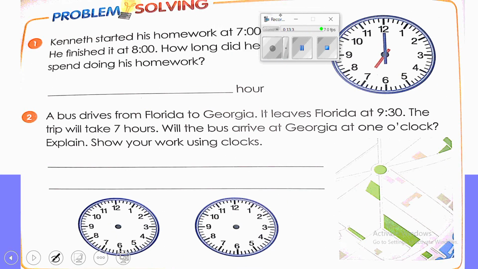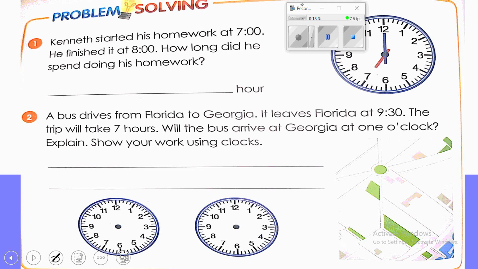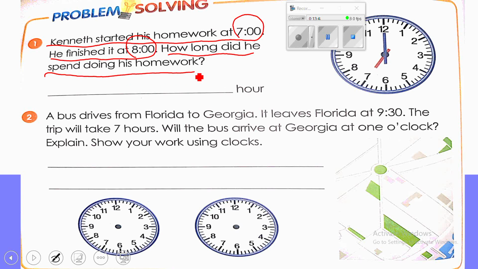Problem solving. Kenneth started his homework at 7 o'clock. He finished it at 8 o'clock. How long did he spend doing his homework? So if he starts at 7, he does homework, math, science, and English, and he finishes at 8. How many hours? Perfect. If I move the minute hand full around, I go back, and the 8 will be here. So it's only 1 hour.